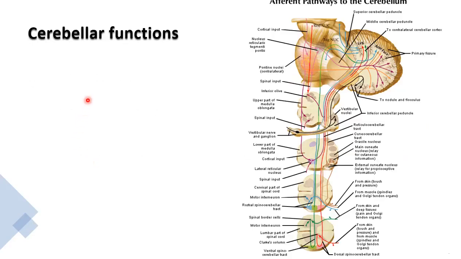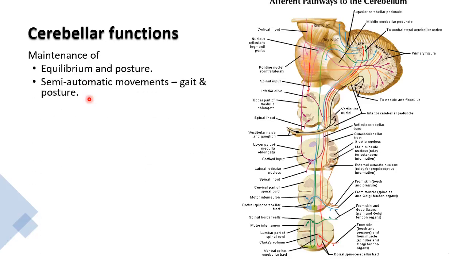Coming to the cerebellar functions. What are the cerebellar functions? Maintenance of equilibrium and posture. This is mainly through the vestibular apparatus, with the vestibular nuclei projecting efferents, mainly through the fastigiovestibular pathway, and through the vestibulospinal tracts.